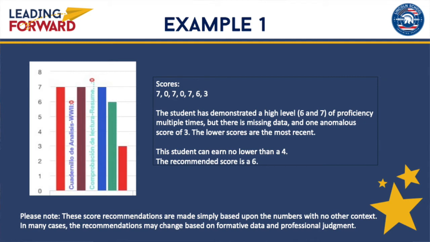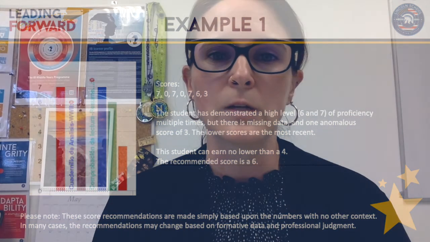I would give this student a recommended score of a 6. The student cannot earn lower than a 4, but based off the data presented just with the numbers, I would say the recommended score is a 6. I have enough data represented that I am not really factoring in those zeros for this criterion.